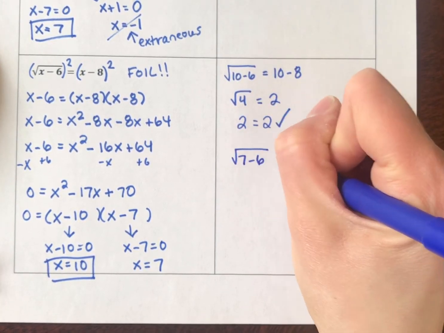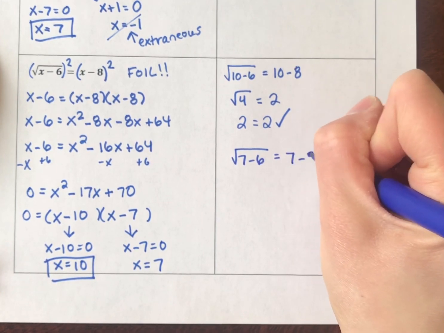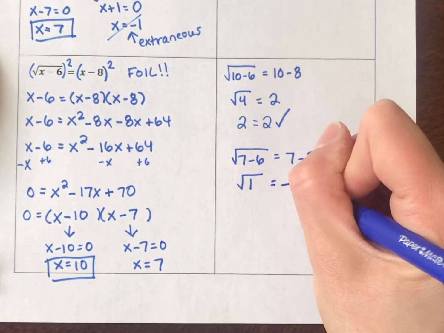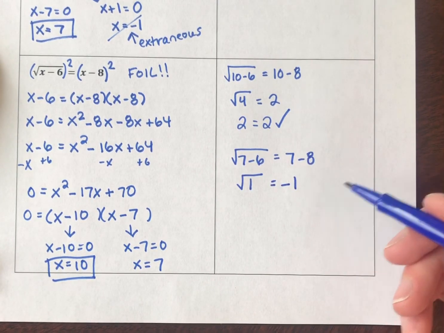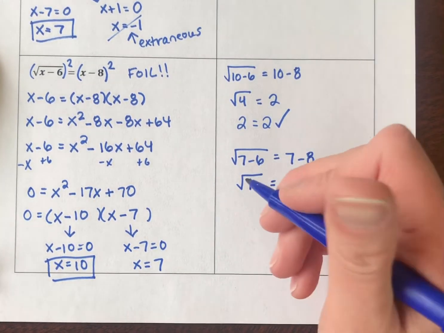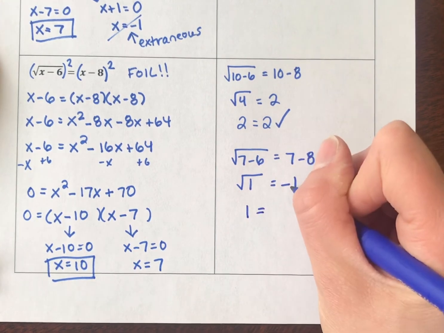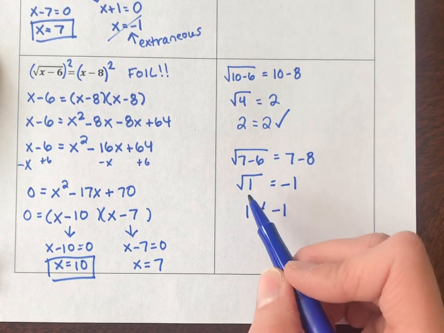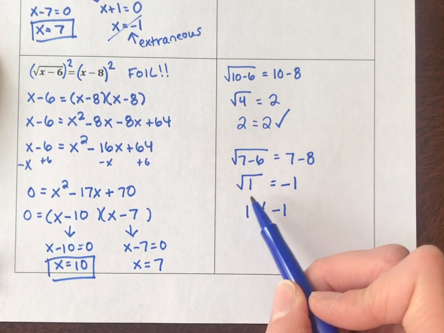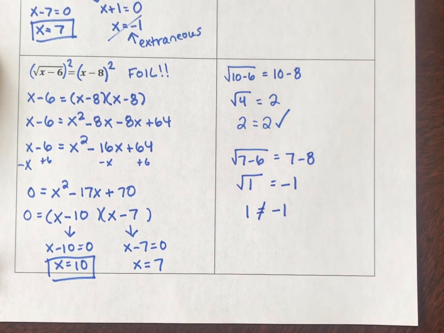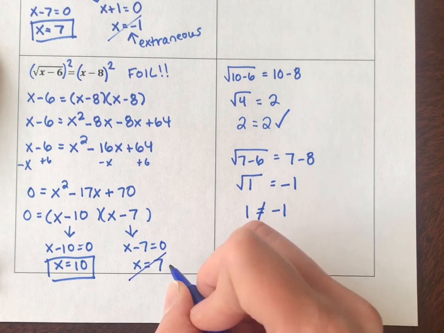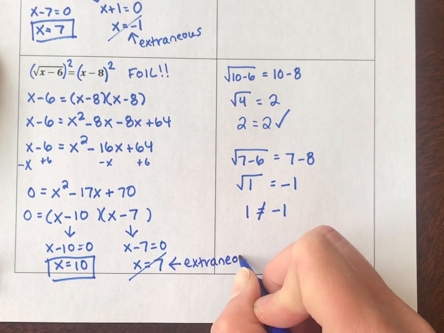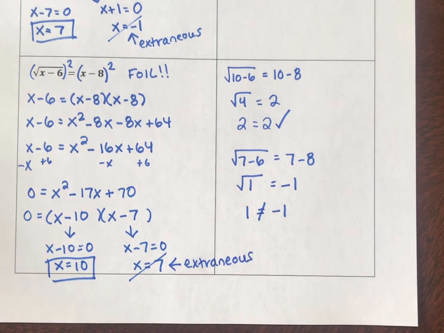So now I'm going to check 7. Square root of 7 minus 6, does that equal 7 minus 8? Well, 7 minus 6 is 1, but 7 minus 8 is negative 1. So this is kind of like what happened in the problem above. The square root of 1 is not negative 1. The square root of 1 comes out as 1. You cannot have an even root come out to equaling a negative number. So 7 is one of those extraneous solutions. Okay, so the only answer here is 10.